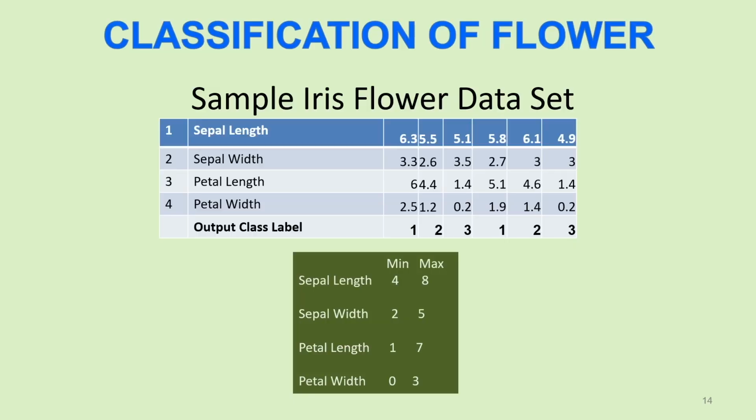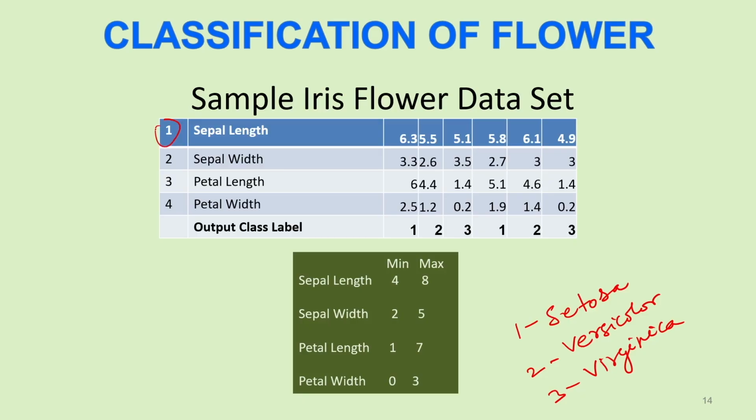The output variable can take 3 kinds of flowers. 1 means setosa, 2 means versicolor, 3 means virginica. So these are the 3 classic labels that you can find from the iris flower data, and there are 4 variables: sepal length, sepal width, petal length, petal width. So we have 4 input variables, and these 4 input variables have been taken for this.